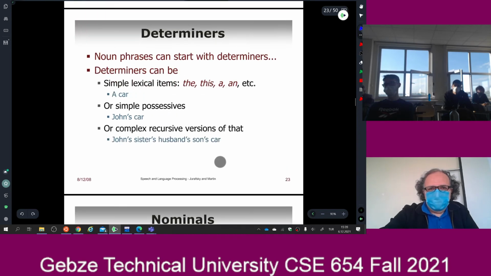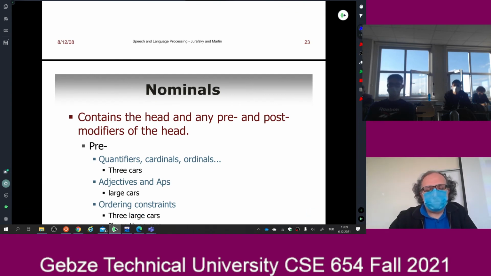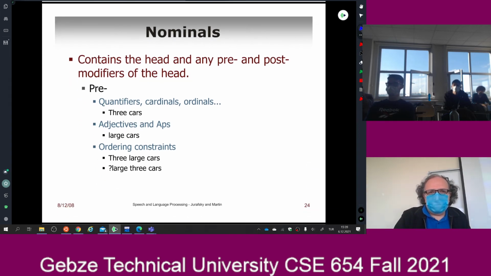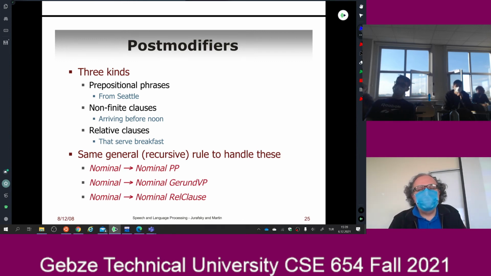So we talked about the determiners. Simple lexical items like an egg card or John's card, etc. These are the simple stuff. The complicated stuff for English are the nouns and verbs. Noun phrases, verb phrases. The noun phrases are more complicated. With the nominals we have the pre and post modifiers. Three cars here is the pre modifier. For the post modifiers, from Seattle, for example, the flight from Seattle, flights arriving before noon, etc. These are the post modifiers.